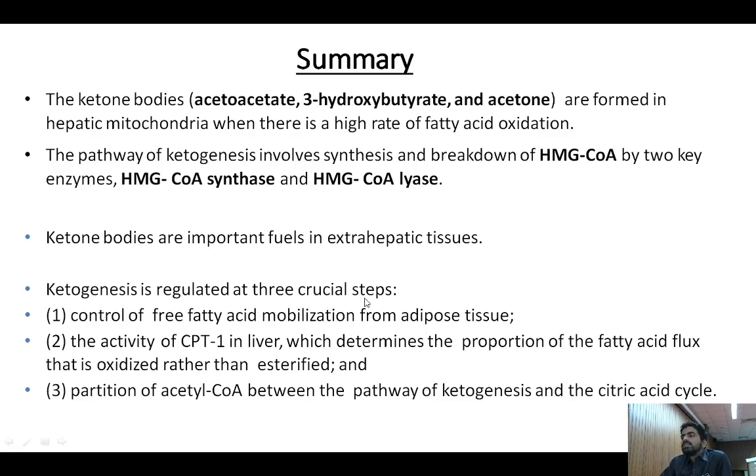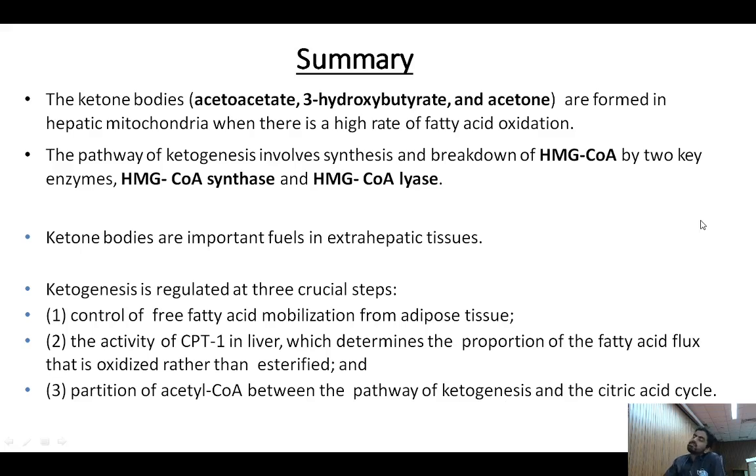Ketogenesis is regulated at three crucial steps. First is control of free fatty acid coming from the adipose tissue. Second is activity of CPT1 in liver, which will determine the proportion of fatty acid oxidized rather than esterified. Third is the utilization of acetyl coenzyme A between the pathway of ketogenesis and citric acid cycle.